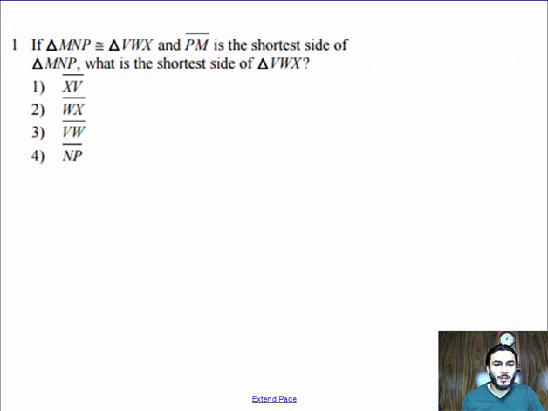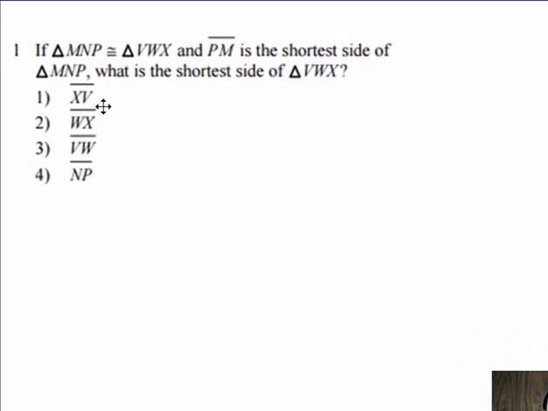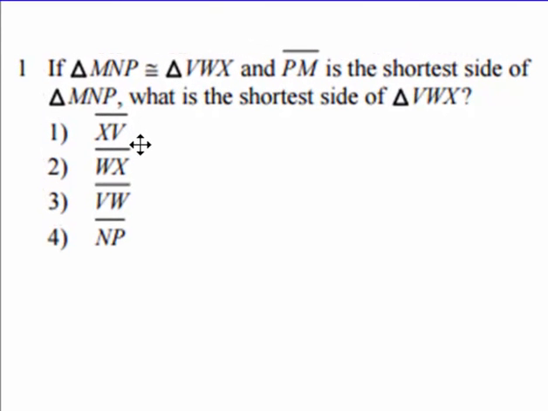Here's number one. It says, if triangle MNP is congruent to triangle VWX and PM is the shortest side of triangle MNP, what is the shortest side of triangle VWX? So this question is basically asking you to think about the corresponding parts of congruent triangles. So it's asking you to think about the CPCTC properties.